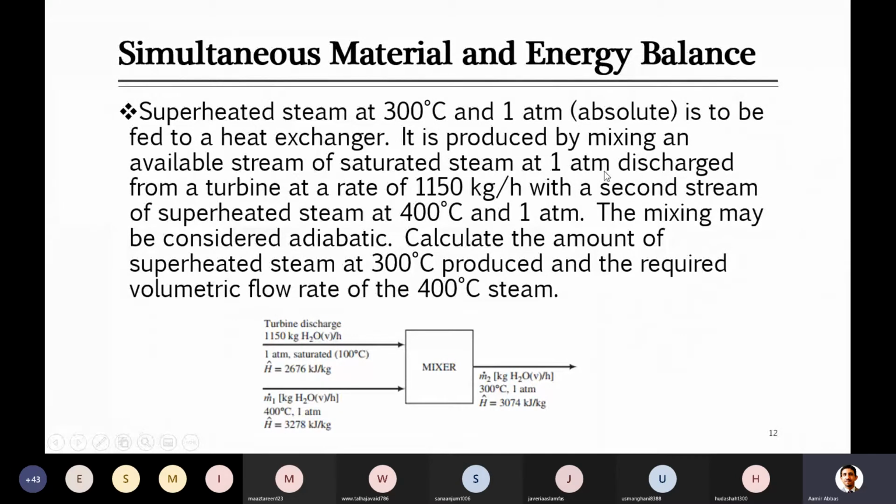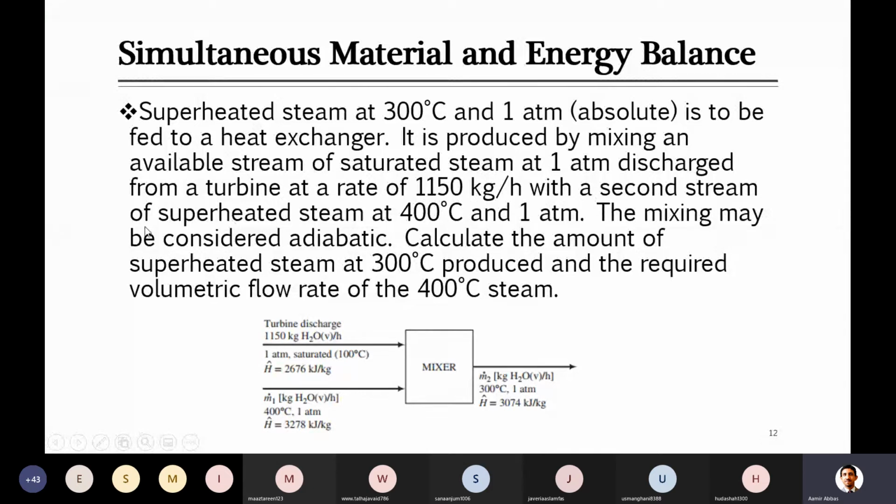This is one stream which is available at 1 atm and it is saturated steam. At 1 atm and saturated steam, what should be the temperature? I think you can directly tell me. No need to look at the table. It is 100. Yes, it is 1 atm. 1 atm is 100. Yes, if it is 1 bar, then 99.6. You are right. Okay. From a turbine at a rate, its flow rate is also given.